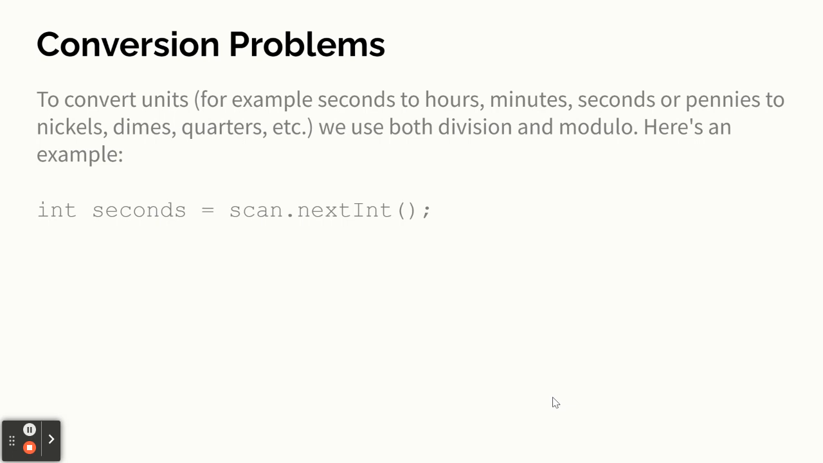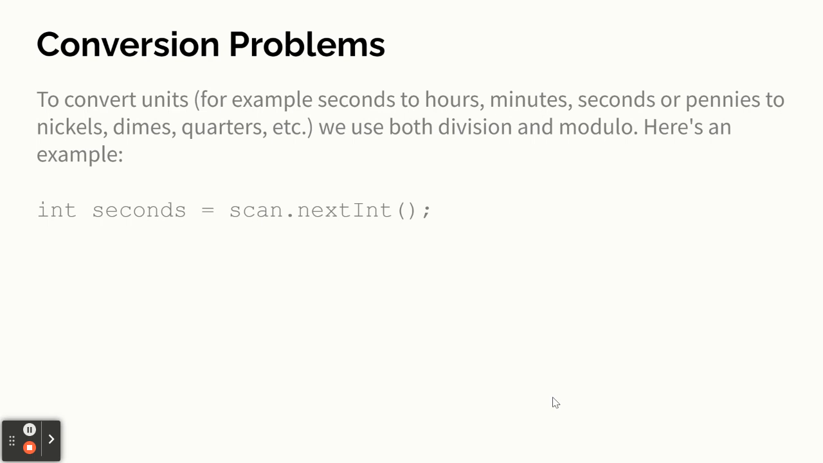Let's say I gave you 1,000 seconds. I'm going to be asking you to convert that into hours, minutes, and seconds. And then another example would be, let's say I give you 1,000 pennies. I'd like to know how many dollars, how many quarters, nickels, dimes, and pennies. We're not going to do dollar coins or 50-cent pieces. But anyway, to do this sort of thing, you have to use modulo and division.